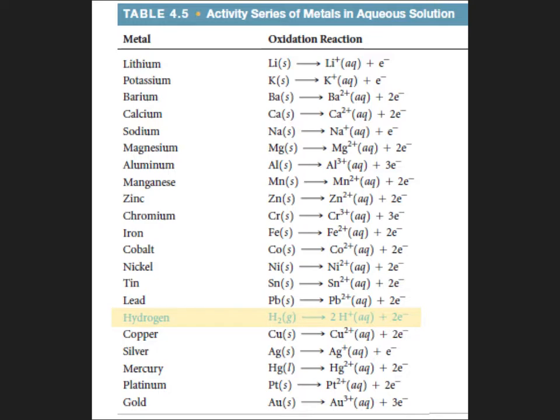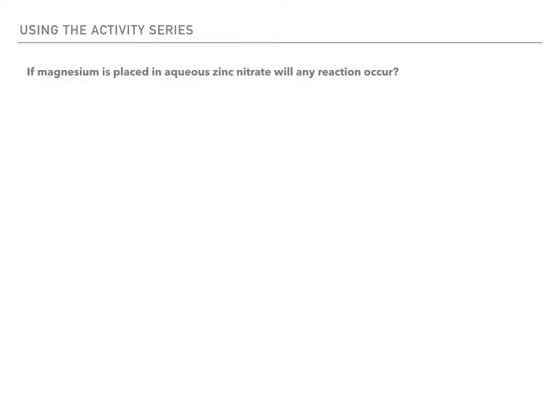You may have noticed that hydrogen, a nonmetal, is on this list of metals. Hydrogen is included for the purpose of comparison. When metals react with acids that have hydrogen, we must be able to compare hydrogen and the metal to see if a single replacement reaction will occur. Don't forget, the metal on the top trumps the metal on the bottom. Let's practice using the activity series.